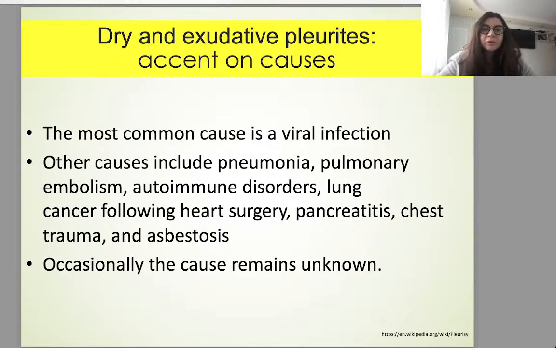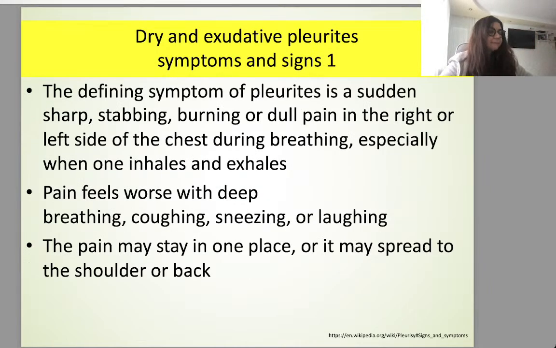Other causes include pneumonia, including bacterial, pulmonary embolism, autoimmune disorders, lung cancer, following heart surgery, pancreatitis, chest trauma, and asbestosis. These are the most common possible causes of pleuritis. Occasionally, the cause of pleuritis remains unknown. We can't find any significant cause.